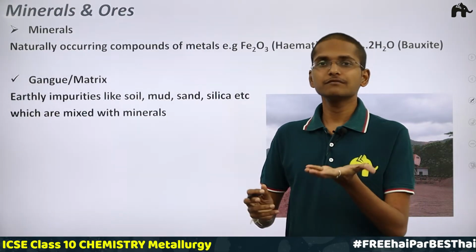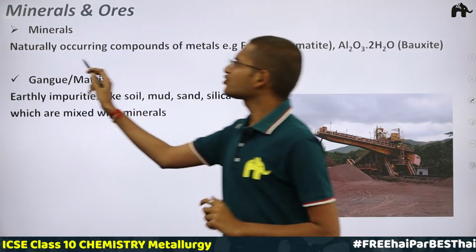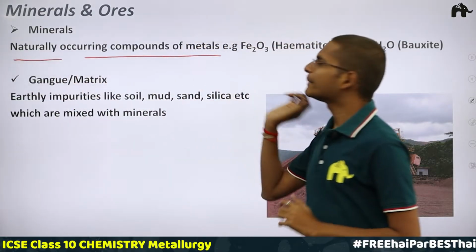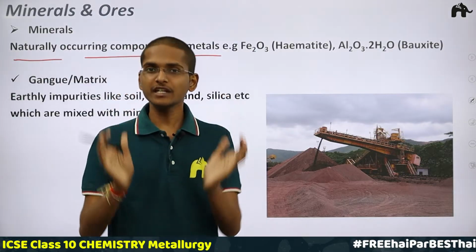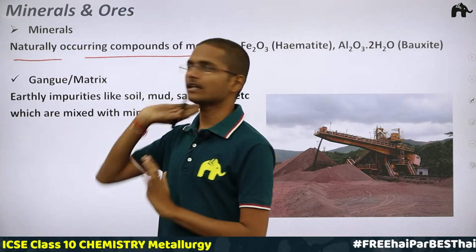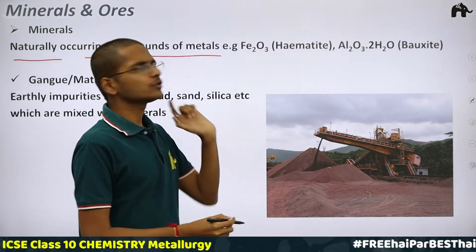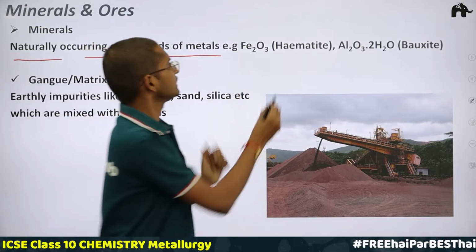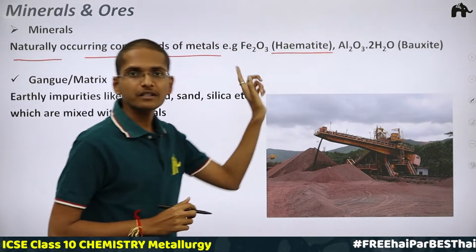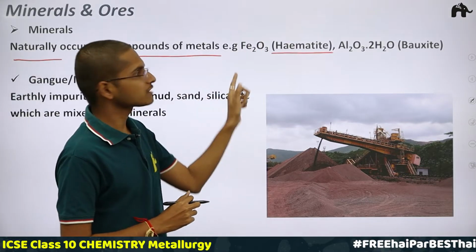Okay, so first let's start understanding what is a mineral. Very simple. A mineral is simply a naturally occurring compound of metal. Any compound of metal which is occurring in nature, that is a mineral. For example, see this Fe2O3, ferric oxide, you may be knowing its chemical name. It is called hematite. This is a mineral. It is a naturally occurring compound of iron. That's why it's a mineral.